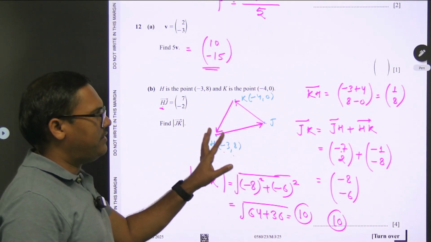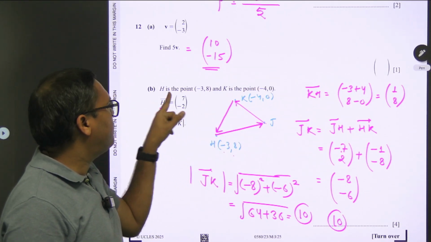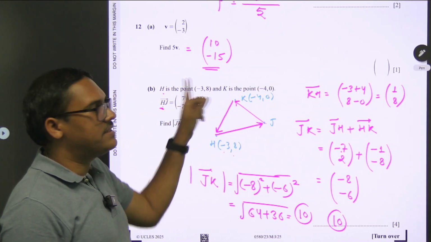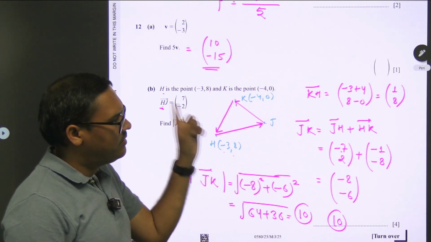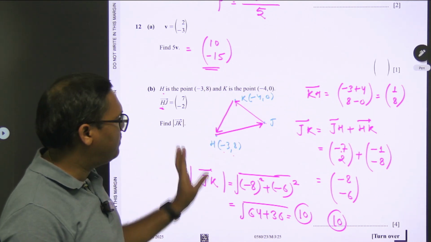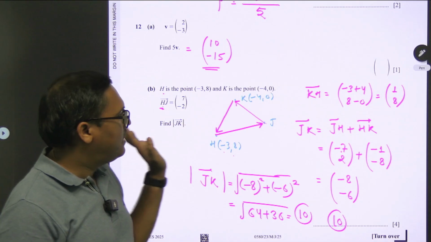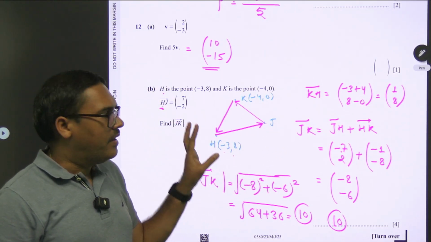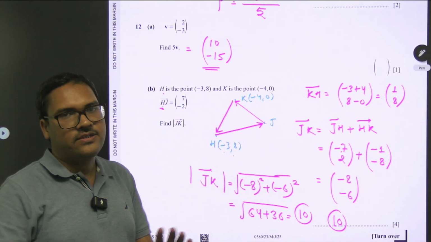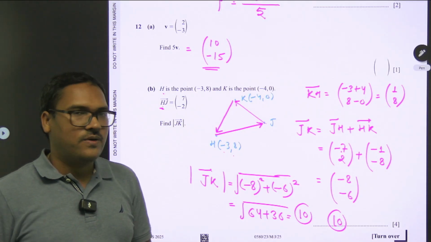Okay, so I hope this is clear. In the previous method, the mistake we made was that we interchanged these points, and that is why the answer was not coming correct. So now this is the correct answer for this question. You just have to write the vectors, add the vectors, and write the magnitude as the square root of x squared plus y squared. So I hope this is clear.